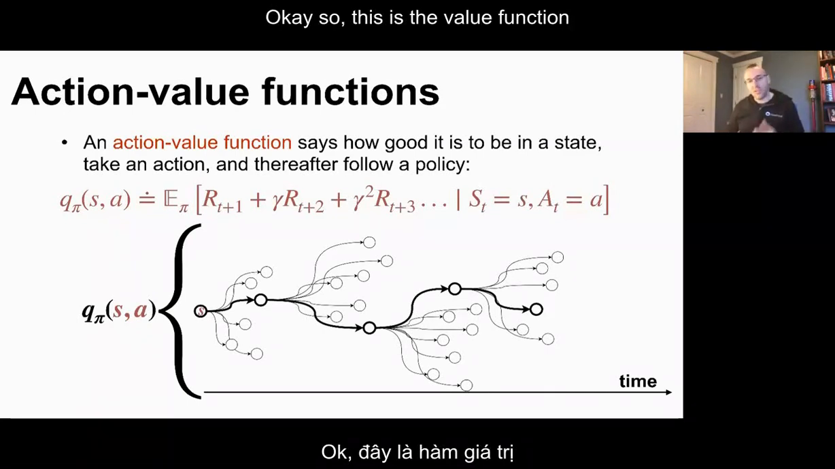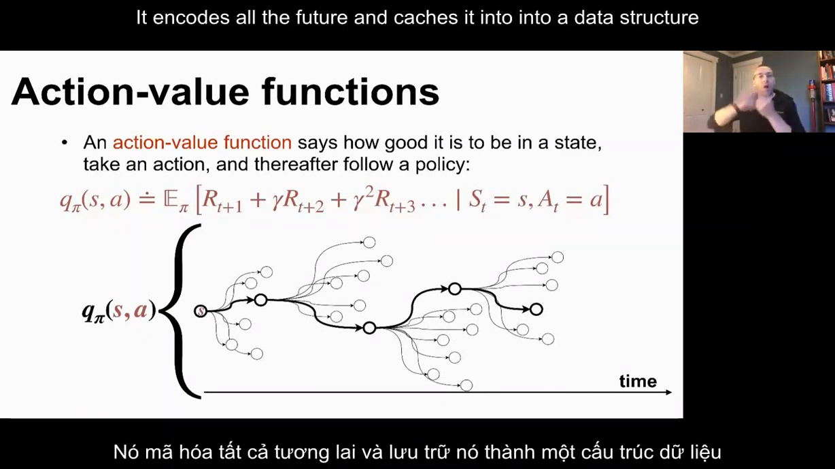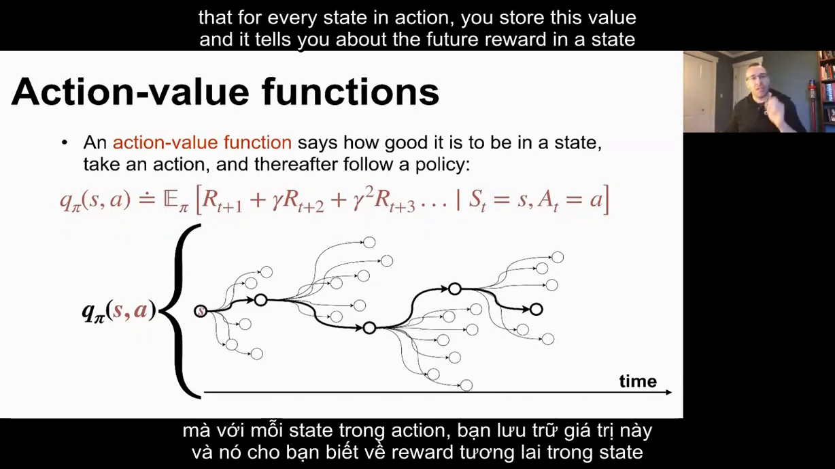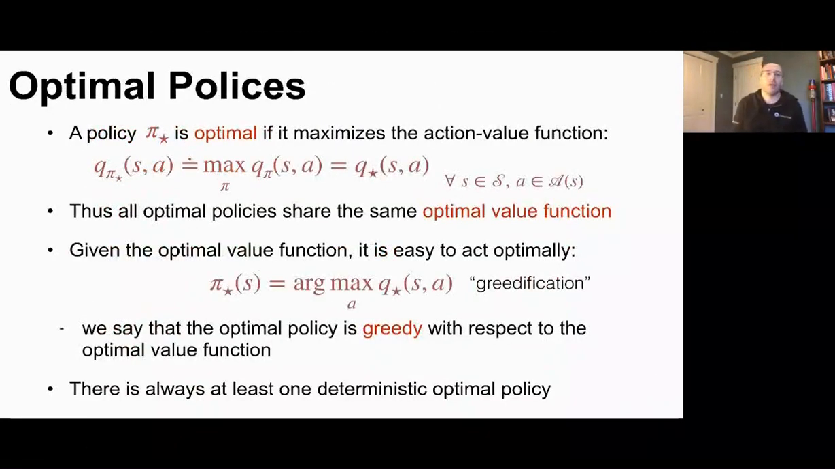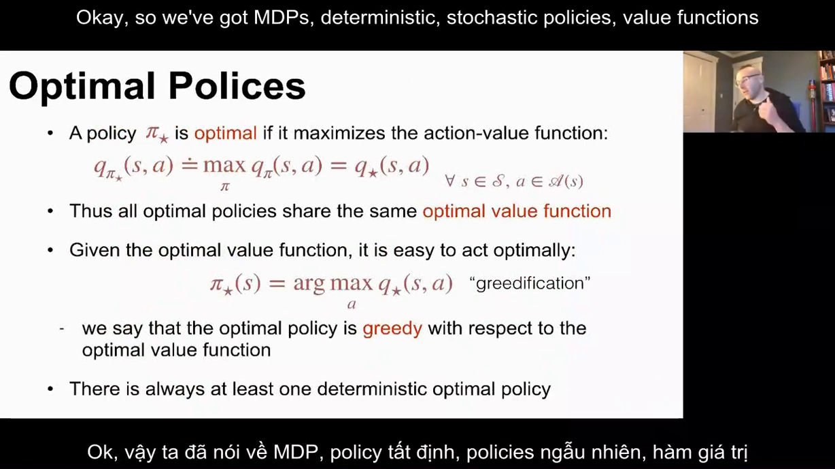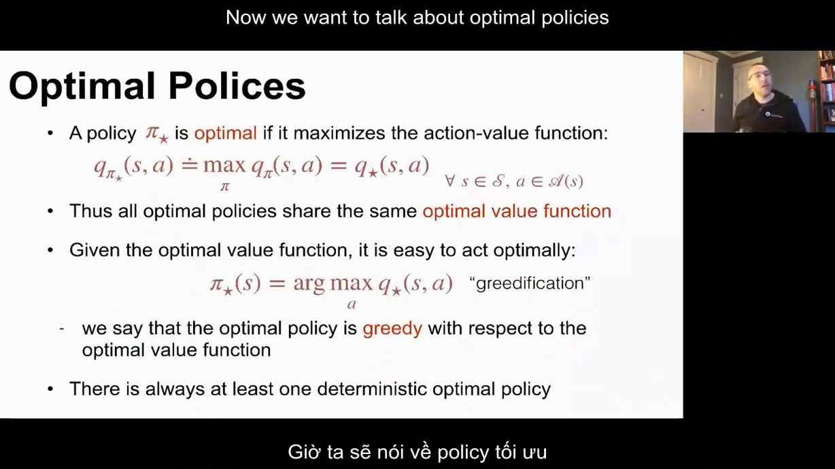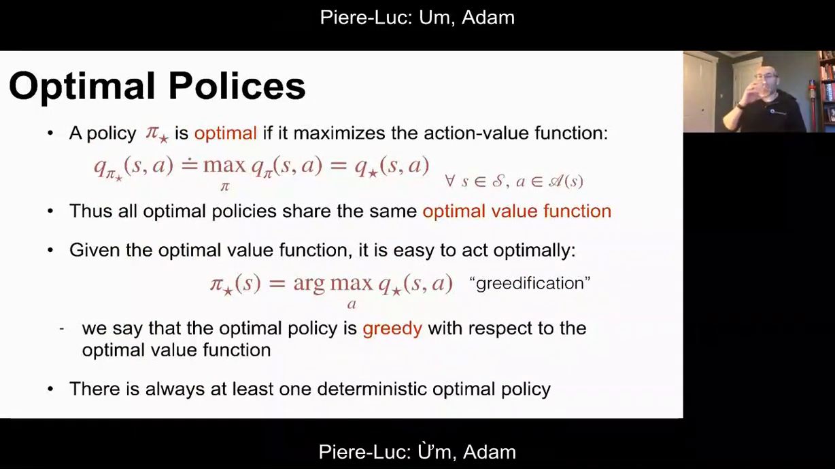Okay, so this is the value function. It encodes all the future and caches it into a data structure that for every state and action, you store this value, and it tells you about the future reward in a state. Okay, so we've got MDPs, deterministic and stochastic policies, value functions. Now we want to talk about optimal policies.